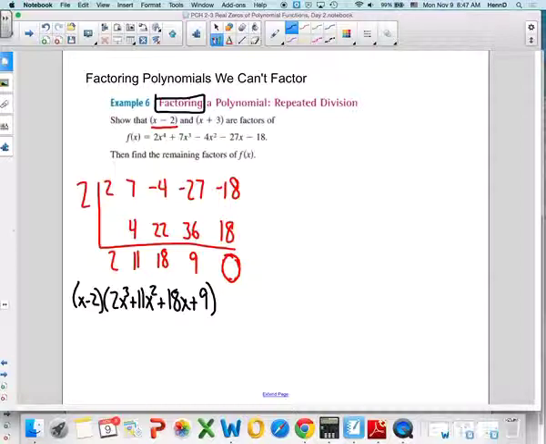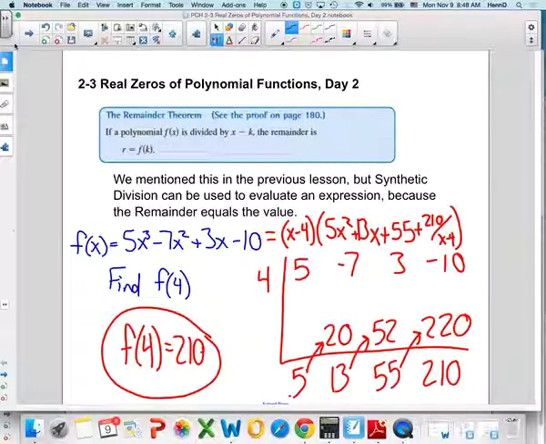Because they told us that these are factors. Anytime it's a factor, it's going to have a remainder of 0 because it's going to factor out evenly. There won't be a remainder left if it actually is a factor. Back here on the first one that we did, we can write it this way, but we would not say that x minus 4 is a factor of this polynomial because we had a remainder. It didn't come out evenly. Does that make sense?